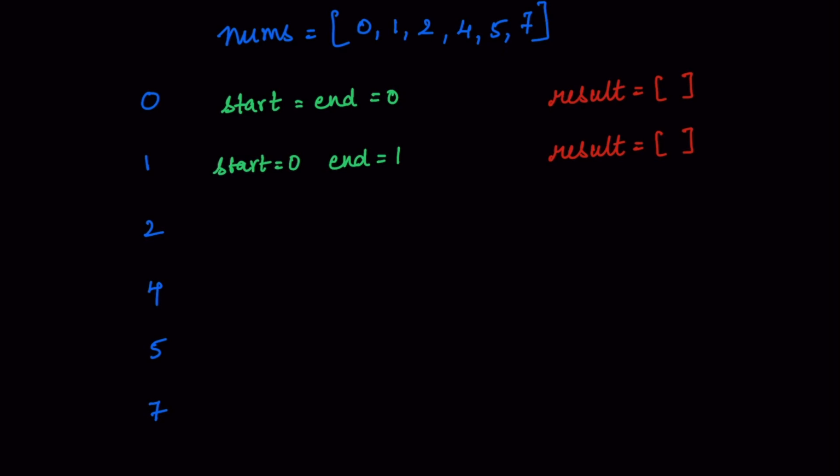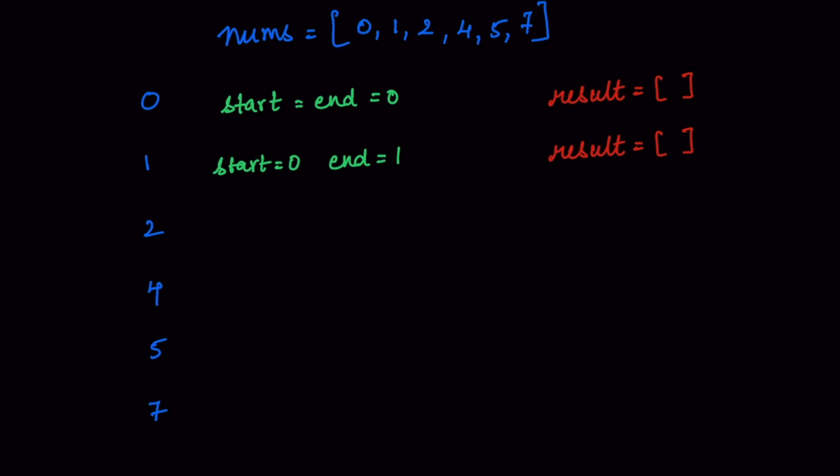Now let's go to the next index. When we compare the difference of nums at index position 2 with nums at index position 1, the difference is 1, so there is a range being formed. Whenever a range is formed, we only increment our end pointer.